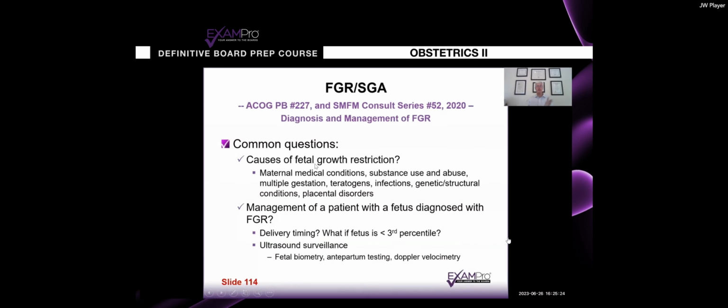Then the examiner would ask you, so what are the causes of fetal growth restriction? Always think maternal, fetal, placental, anytime we're asked for underlying causes or risks in the exam. And that works very well.